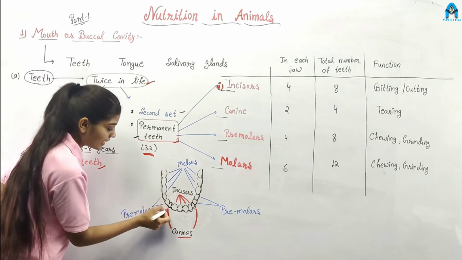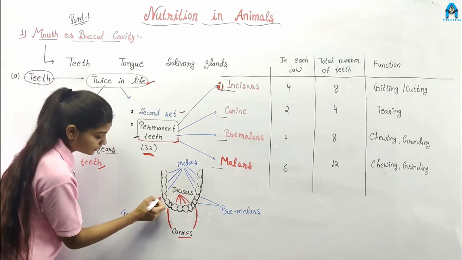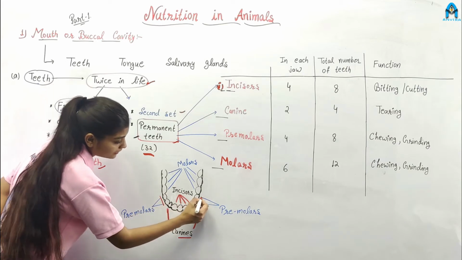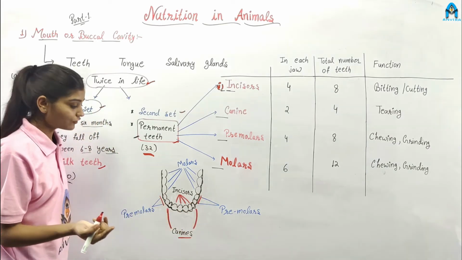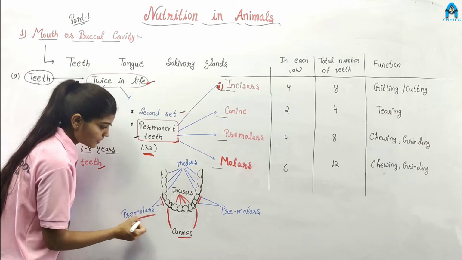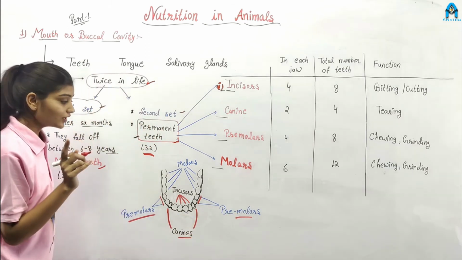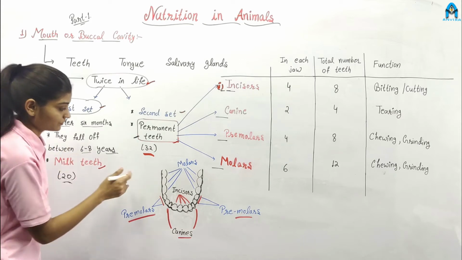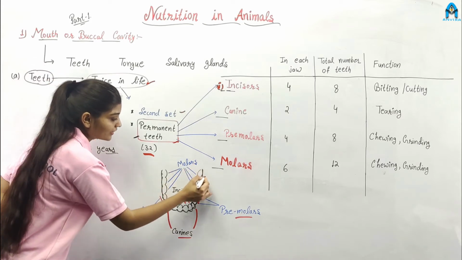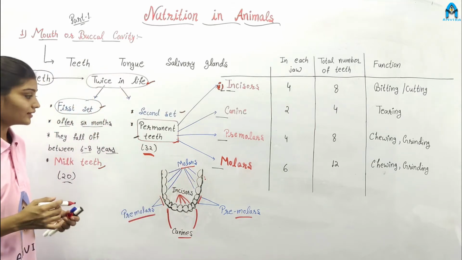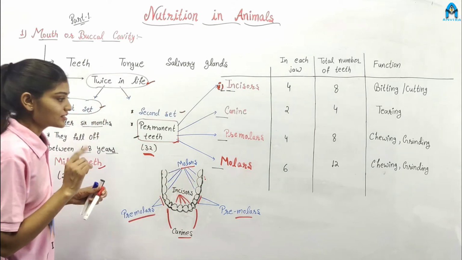Next to the incisors there are 2 teeth which are known as canines. Okay. And next to the canines, the two teeth on the left hand side and on the right hand side, the total number of teeth being 4, are known as premolars. And next to the premolars, three teeth on the right hand side and on the left hand side are known as molars. Then the total number of molars is 6.